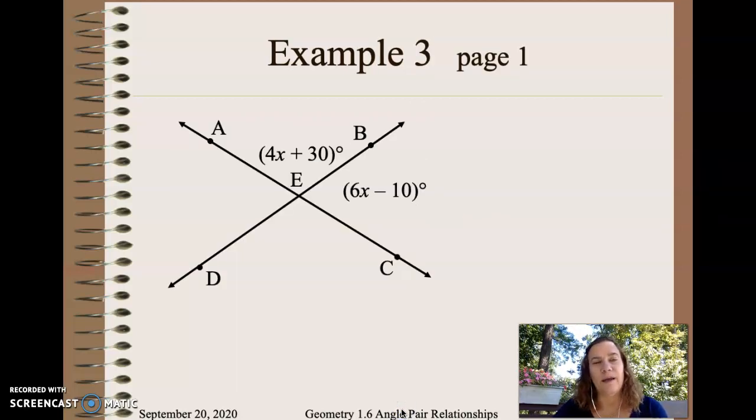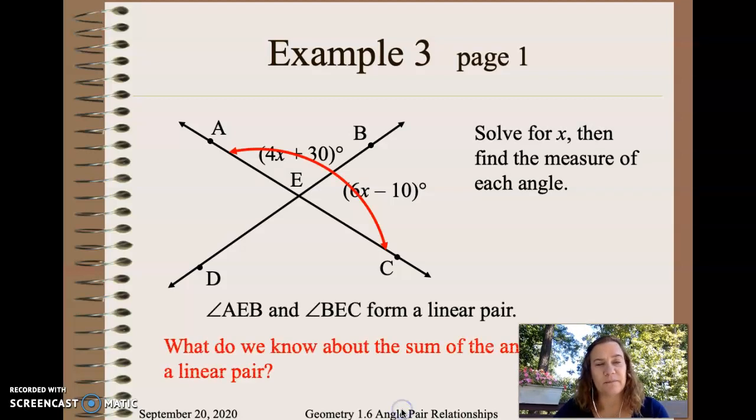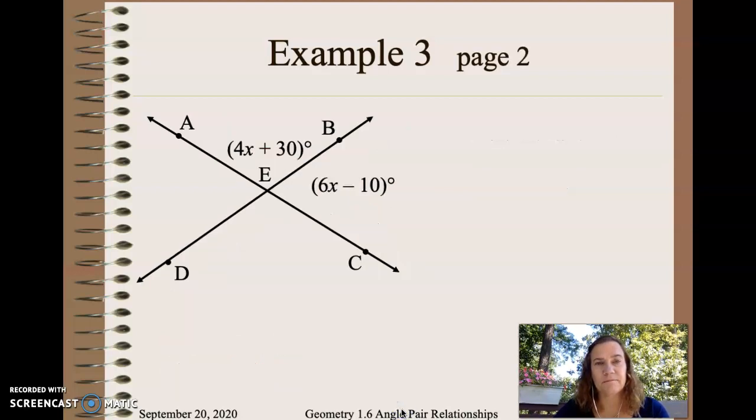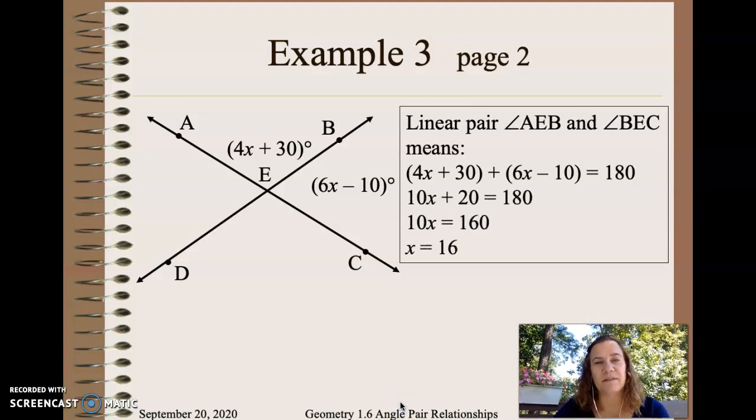Angle AEB and angle BEC are a linear pair. Therefore, we know that the measure of those two equals 180. Solving for that, set it equal to 180. Solving for x, we get x is 16.